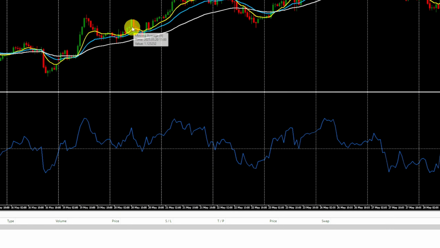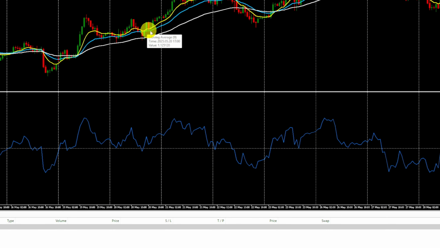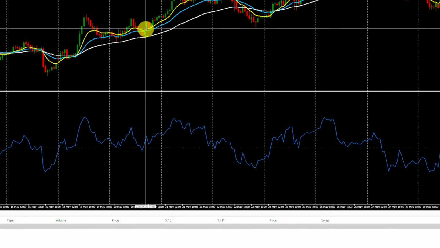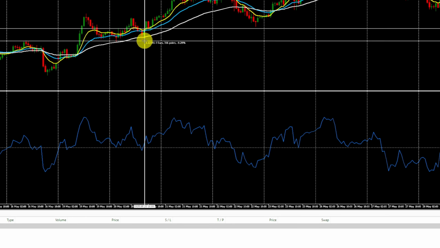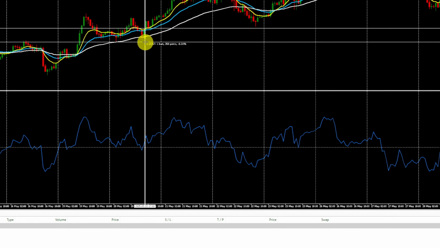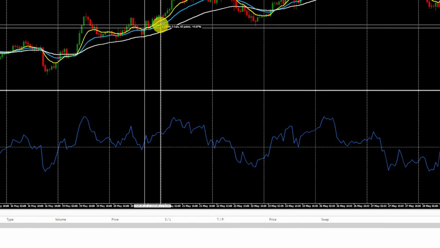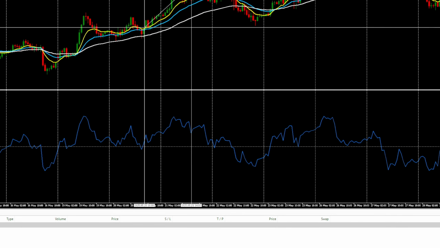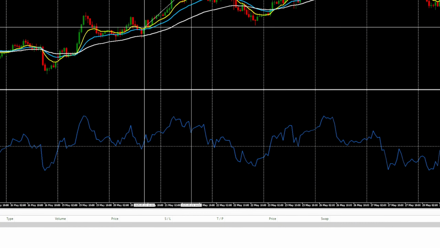And again, we have a pullback to the moving averages and then a close above. So this is where we would have entered if we were using just the moving average strategy alone. It's got probably about a 33 pip stop loss, and it went up to about 110 pips. So we've got a 3R trade.